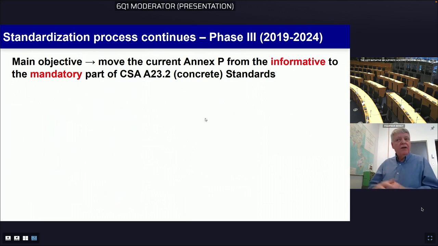So we are now in the third phase of the standardization process. We are still trying to improve our testing protocol, the Annex P in the standard. We want to actually make this Protocol P to go from the informative part of the document to the mandatory part of the document. Next slide, please.